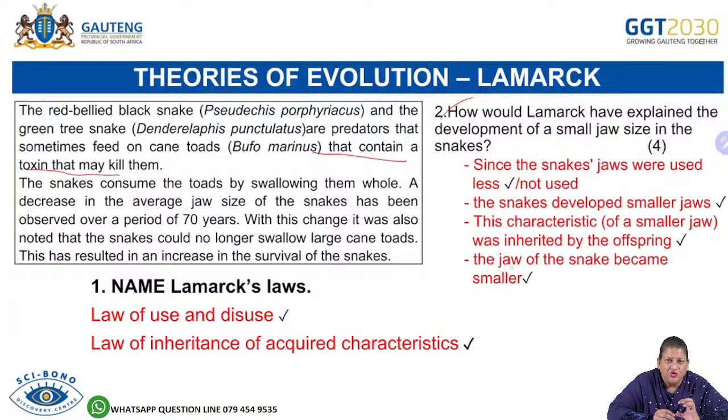There were snakes with large jaws and there were snakes with small jaws. The snakes with large jaws ate the poisonous toads and died, and the snakes with smaller jaws could not eat the toads and survived. And therefore, the snakes with the smaller jaws were able to interbreed randomly, and the genes for smaller jaws were passed on to the offspring, and the new generation of snakes now have smaller jaws. So you must know, if you give an example, always think, how would Lamarck explain it? How would Charles Darwin explain it? So therefore here with Charles Darwin, the smaller jaws of the snakes were naturally selected to survive.